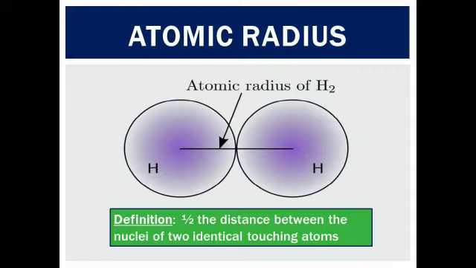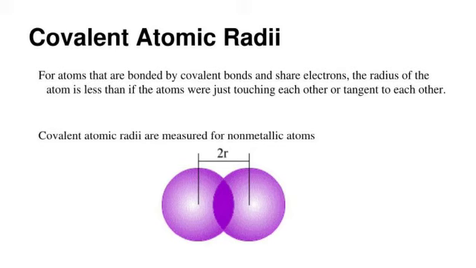Atomic radius in metal atoms is known as metallic radius. It is defined as half the distance between the nuclei of adjacent metal atoms. In non-metallic elements, their atomic radius is known as covalent radius. It is defined as half the distance between the adjacent nuclei of two covalently bonded atoms of the same element in a molecule. For example, let us consider hydrogen molecule.